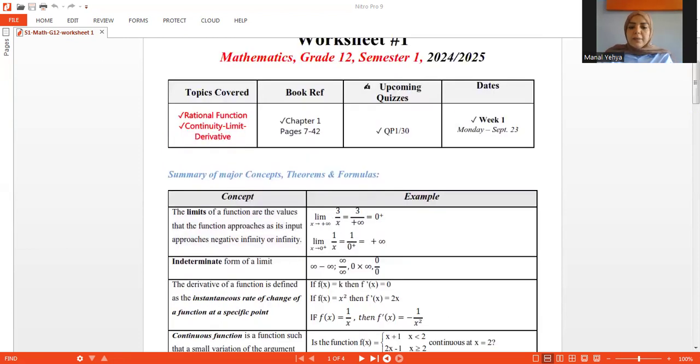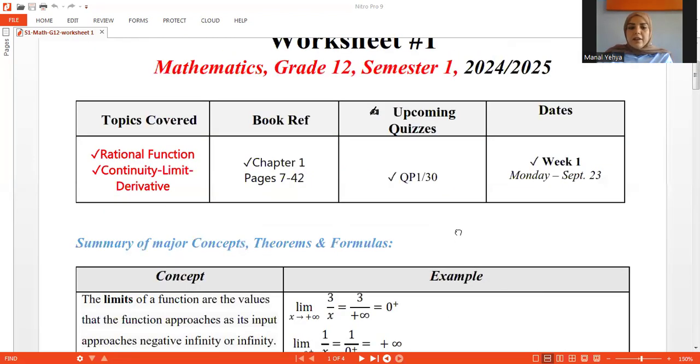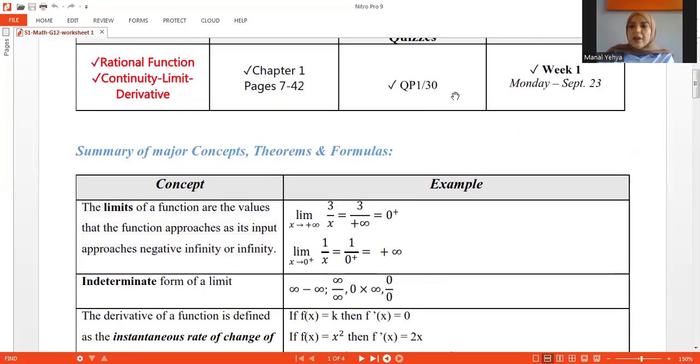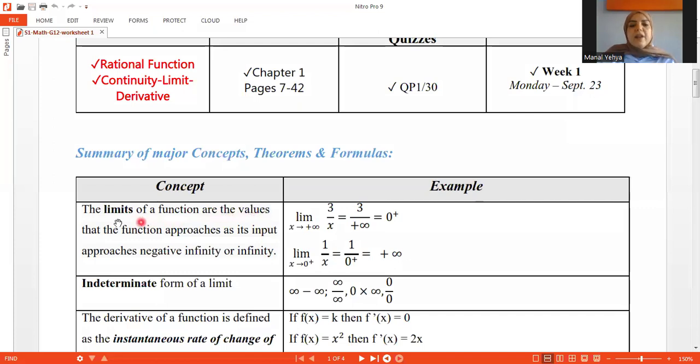You know that the limits of a function are the values that indicate where the function approaches as its input approaches negative infinity or plus infinity or even a number, okay? So first of all, as we said, the limits of a function are the values that the function approaches as its input approaches negative infinity, or even the limit at a point.